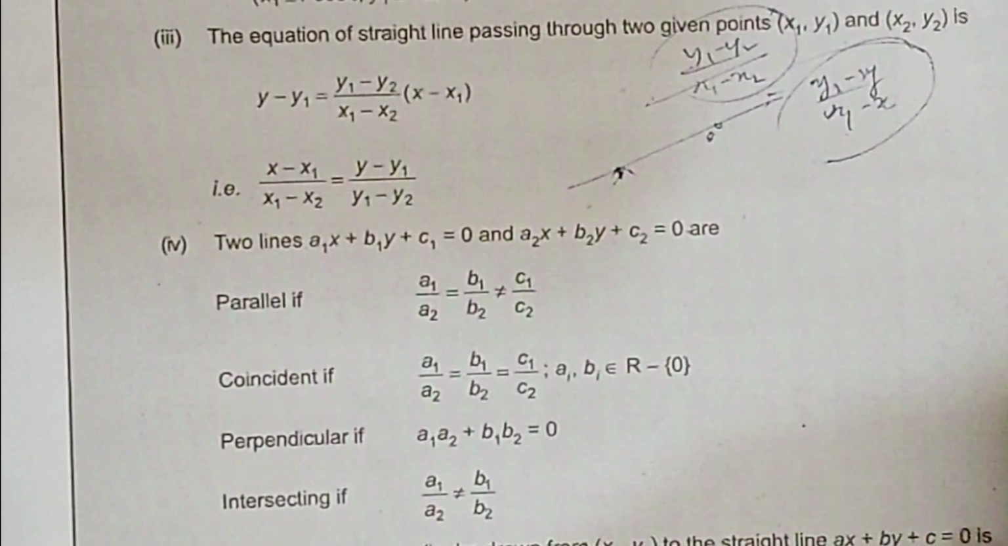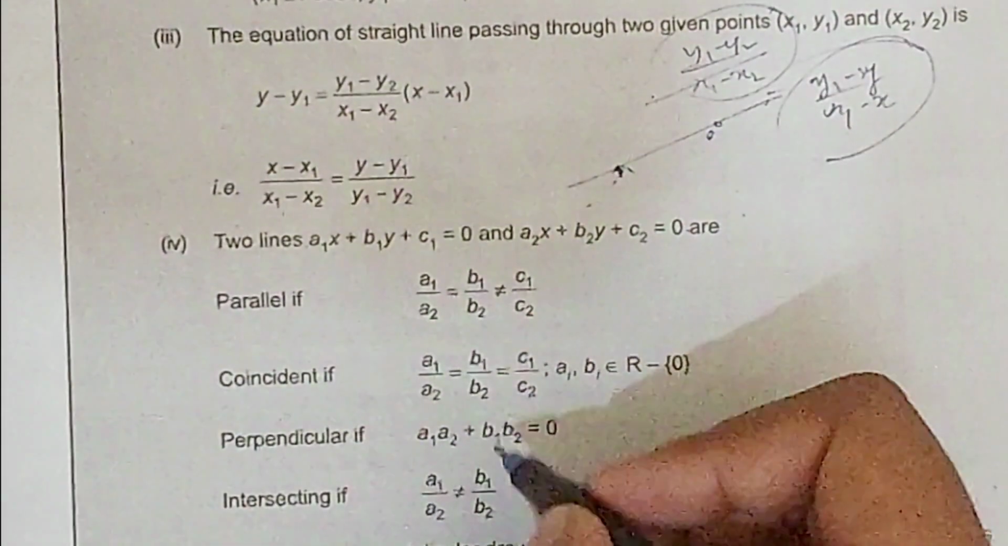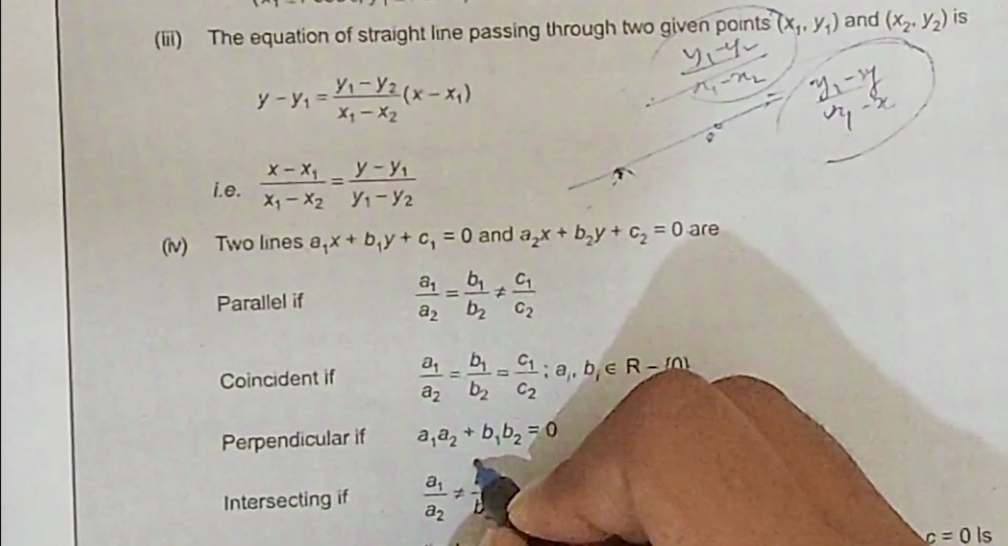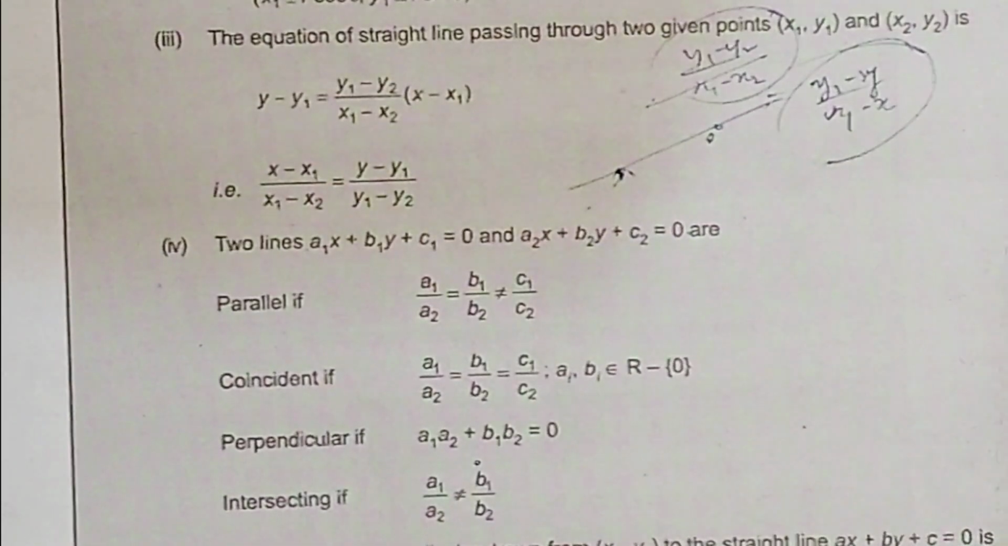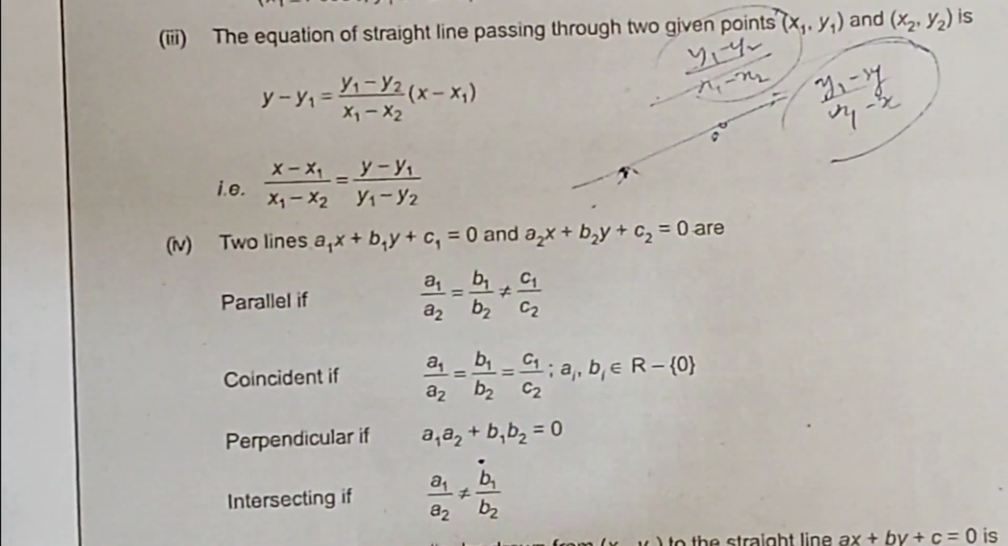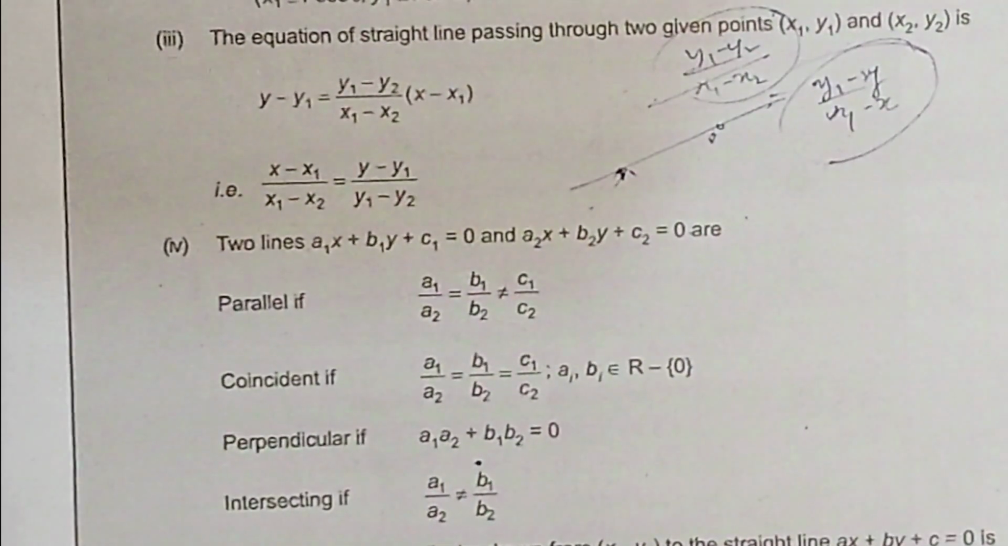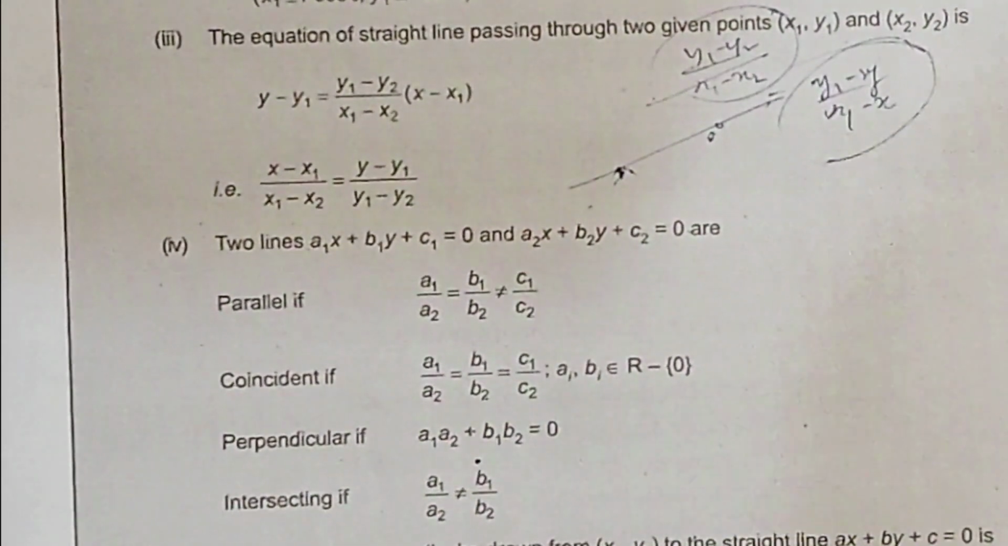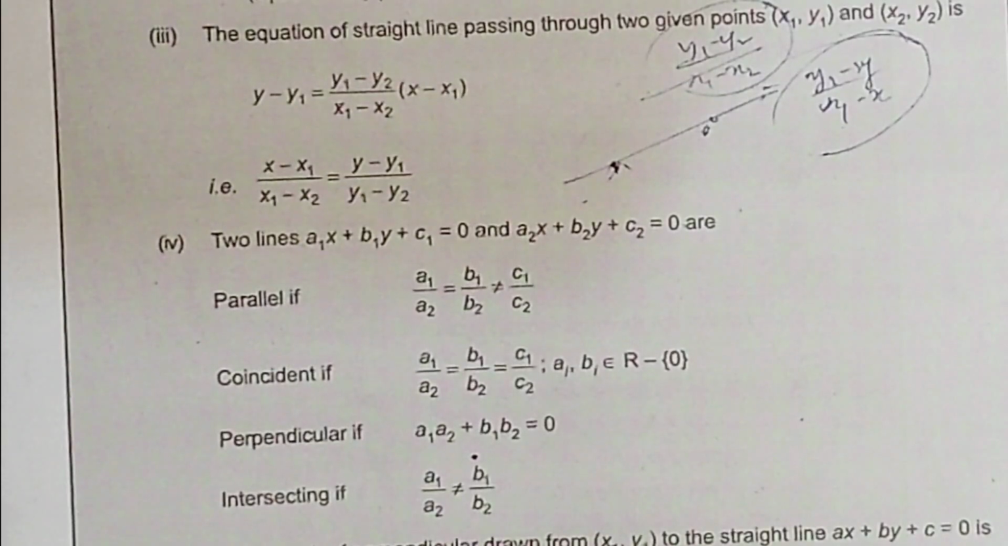And if the 2 lines are perpendicular, then they will follow this condition: a1 a2 plus b1 b2 is equal to 0. And if they are intersecting at a point, then it will follow this condition: a1 upon a2 is not equal to b1 upon b2.